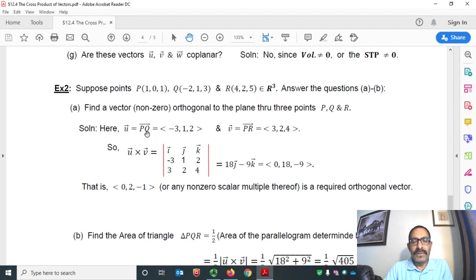So now we have 2 vectors PQ and PR both lying on the plane. Now if we cross them, that gives us a vector normal to both of these vectors. That means normal to the plane through these 3 points. So now let's cross them. So then u cross v.